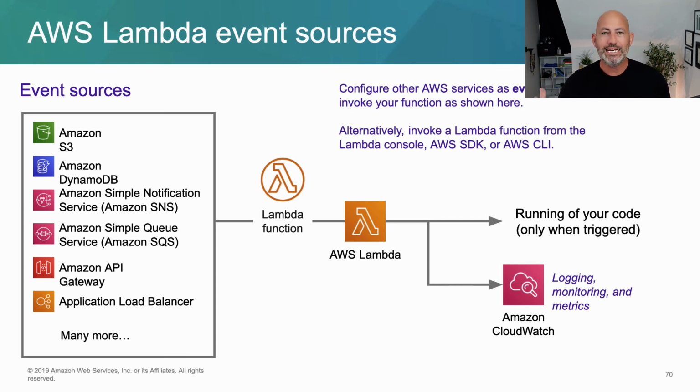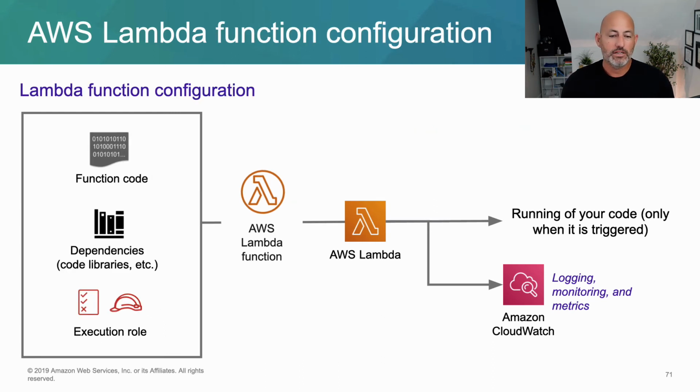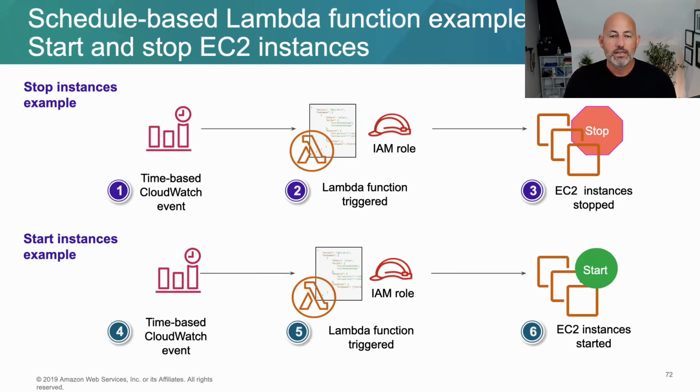So really, if you like building solutions, Lambda is probably the quickest possible way, especially because of the fact that it's event-based. And how does it work? You've got the code, dependencies, which would be like the libraries, and execution role. An AWS Lambda function, for example, allows you to run your code only when it's triggered, and then do things like Amazon CloudWatch metrics.